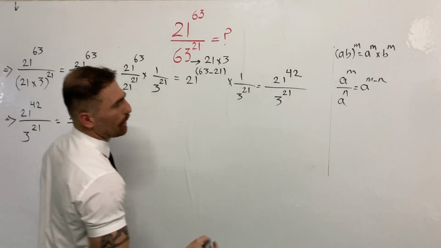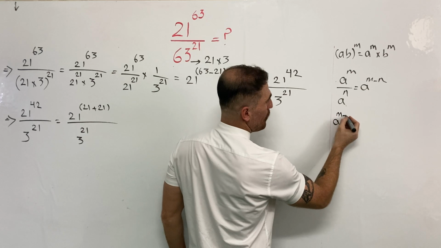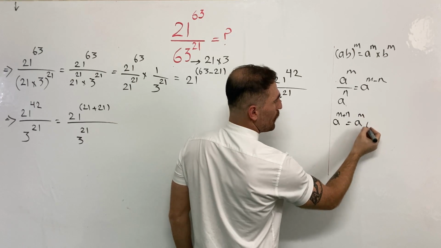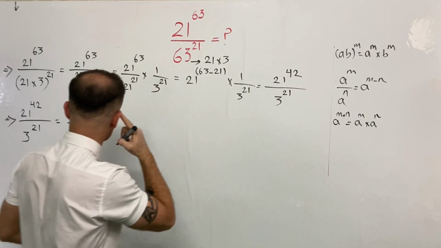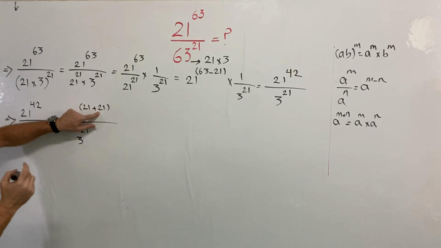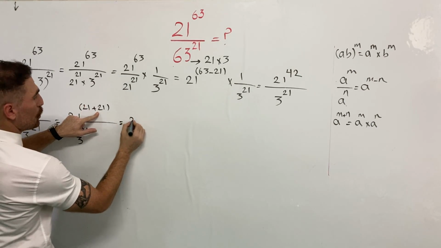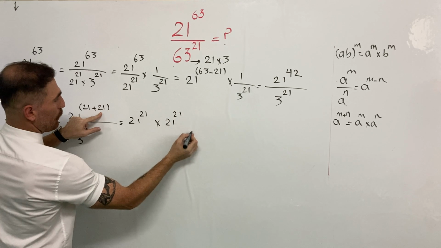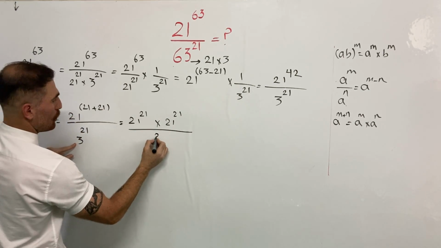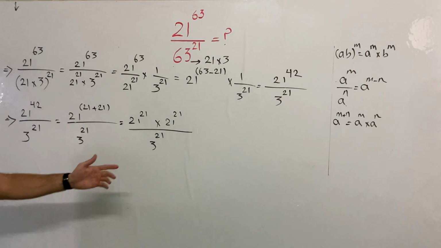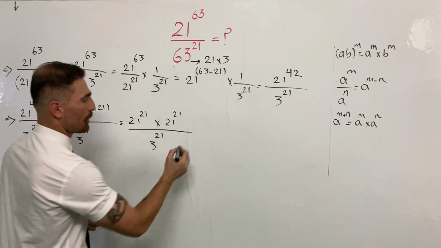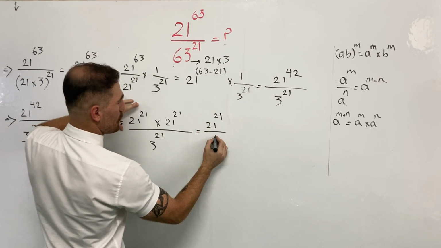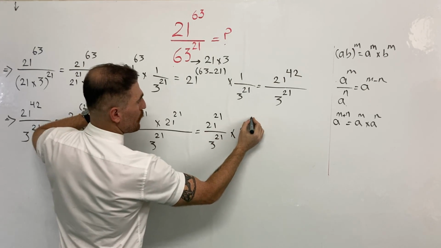But what is this? Look here, we have a to the power of n plus n. It is exactly a to the power of n times a to the power of n. So 21 to the power of 21 plus 21 can be written in the form of 21 raised to 21 times 21 raised to 21. Bottom we have 3 raised to 21. Again, I'm going to split it in the form of two fractions. So the first one, 21 raised to 21 over 3 raised to 21, times 21 raised to 21.